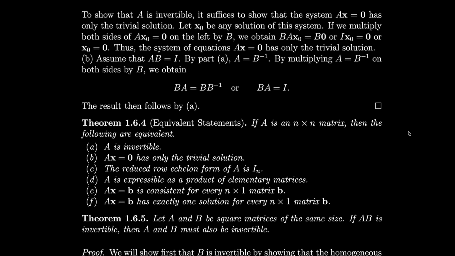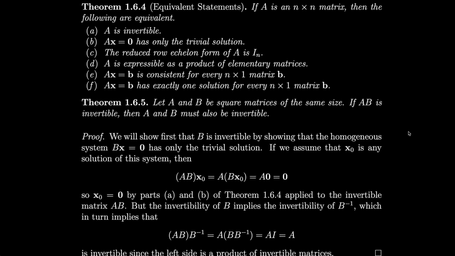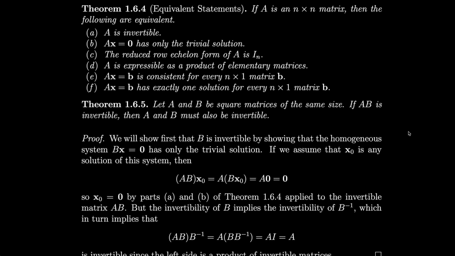So this gives us some more equivalency statements to add to our equivalent statements theorem. If A is an n by n matrix, then all of these are equivalent now. A is invertible is equivalent to AX equals 0 having only the trivial solution, which is equivalent to the reduced row echelon form of A being the identity, which is equivalent to A being expressible as a product of elementary matrices, which is equivalent to AX equals B being consistent for every n by 1 matrix B, which is equivalent to AX equals B having exactly one solution for every n by 1 matrix B. So if one of these is true, they're all true. If one's false, they're all false.